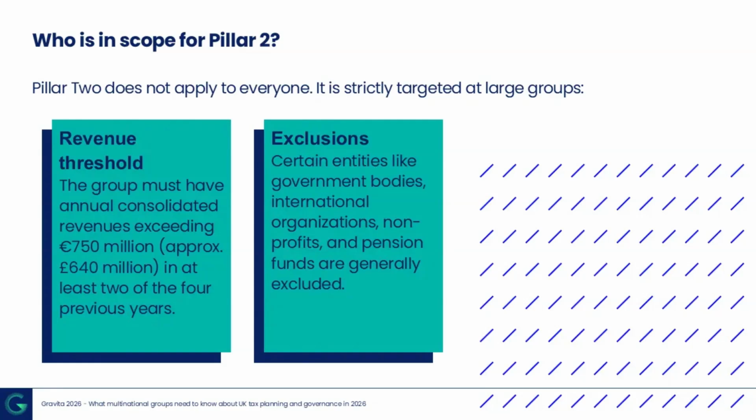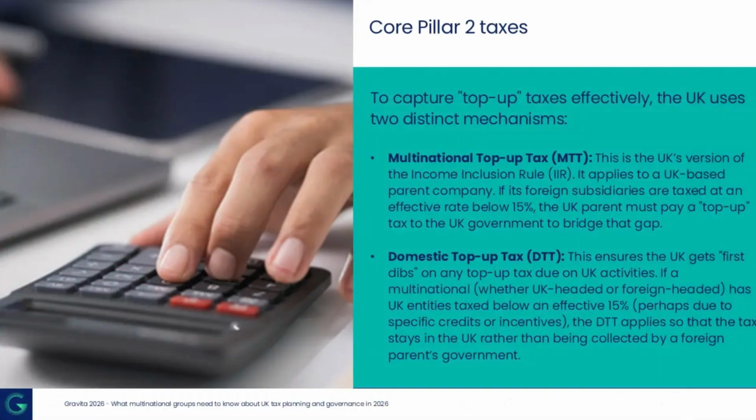But it might be your relatively small company in the UK, but the group that you operate in is of this sort of size, in which case you do have to care about it. So what are the core Pillar 2 taxes? What are they trying to do here to get to this global minimum tax rate of 15%?